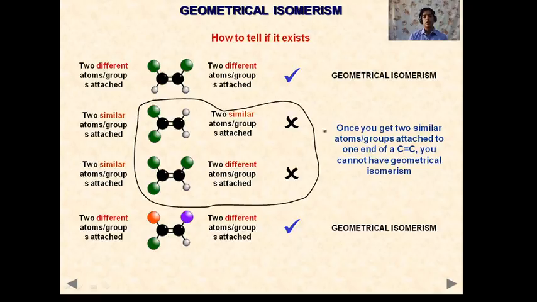What is the essential condition for a molecule to show geometrical isomerism? It is that there should not be the same group attached on the same carbon. In this one, two same groups are attached on this carbon, and in this example also, these two methyl groups are attached on the same carbon. Such compounds do not show geometrical isomerism. The remaining two, where different groups are attached on the carbon atom, show geometrical isomerism.